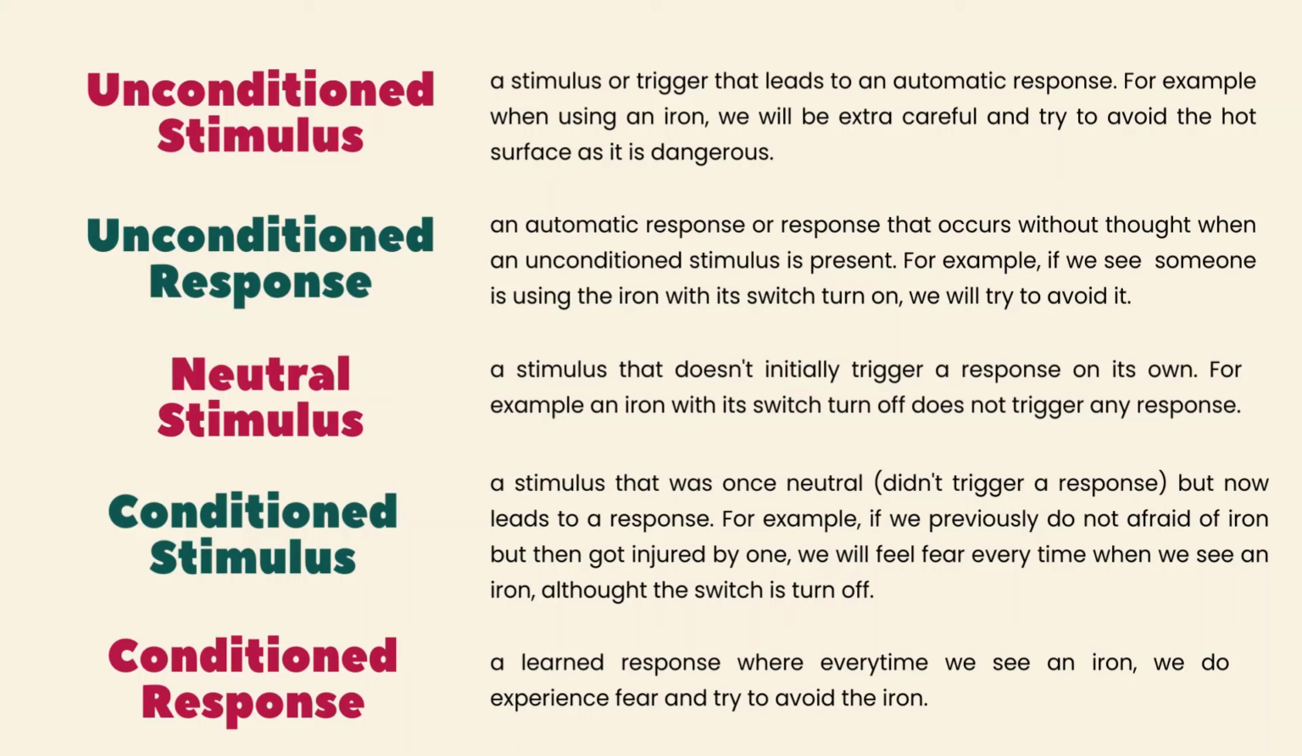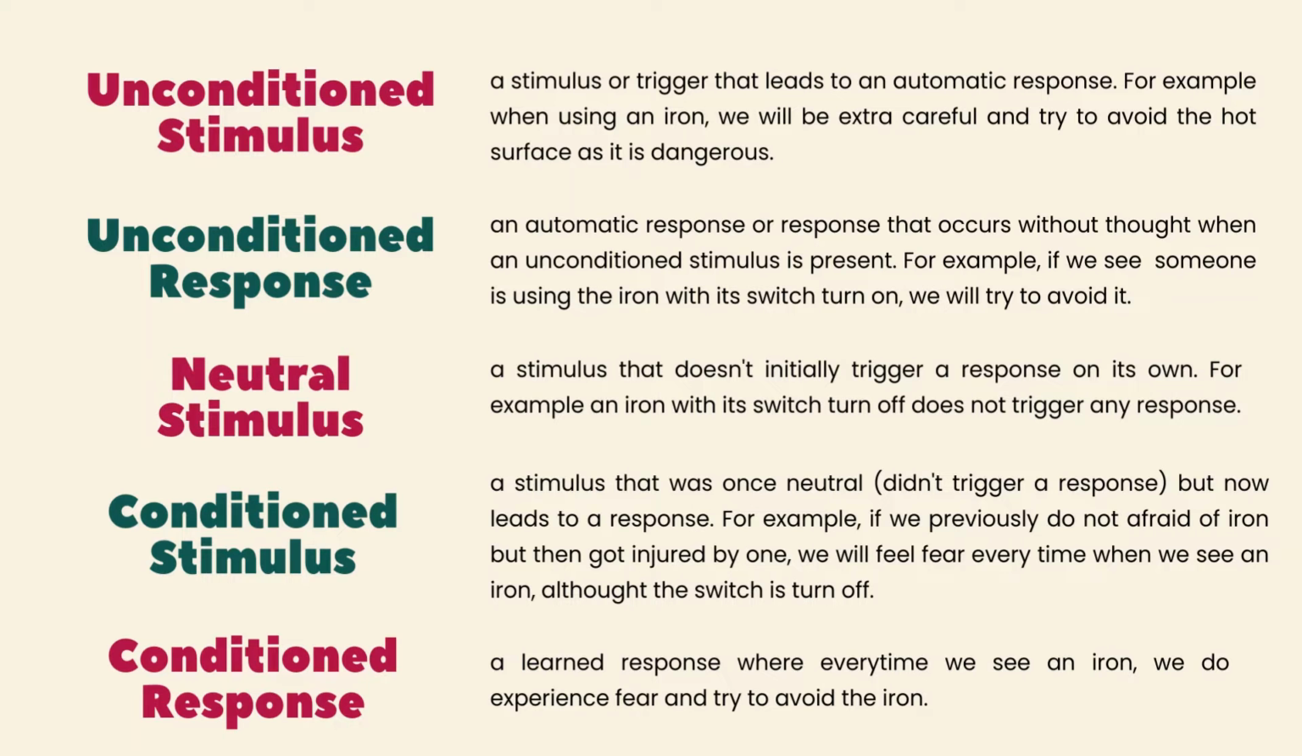Before I show you our group classical conditioning experiment, let's look at a few interesting terms which are also related to our video. First of all, we have unconditioned stimulus, which is a stimulus or trigger that leads to an automatic response. For example, when using an iron, we will be extra careful and try to avoid the hot surface as this is dangerous. And this unconditioned stimulus will lead to the unconditioned response, which is an automatic response, or a response that occurs without thought when an unconditioned stimulus is present.